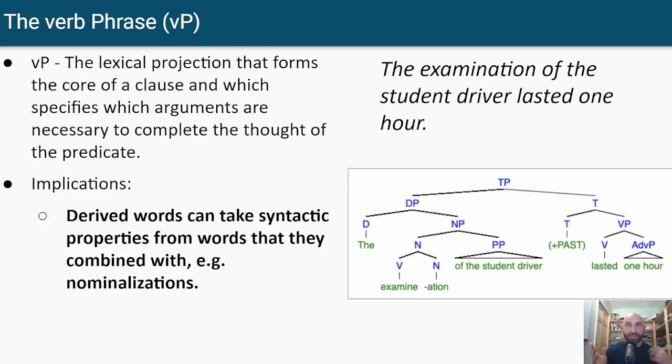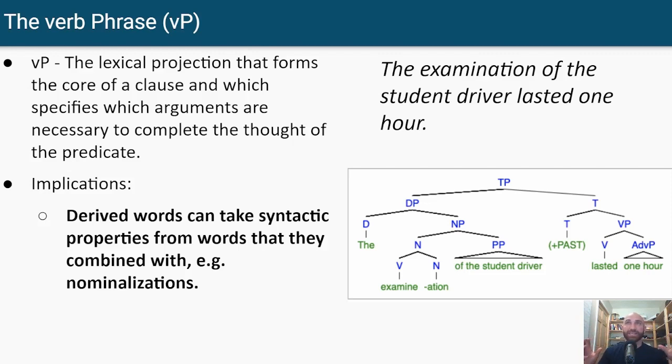So, this is an example from, I believe, Grimshaw. The examination of the student driver lasted 1 hour. And this is a very typical example where we have the examination as the nominalization. The analysis here is that examine takes an argument. So we can say, the doctor examined the student driver for 1 hour. That structure is the same as the examination of the student driver lasted 1 hour.